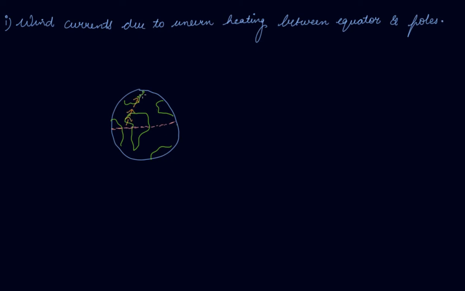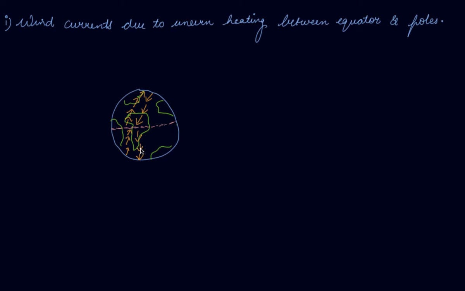Air rises up from the hotter areas. After that, what is happening? The cooler air from the cooler regions, the north pole and south pole, which are very cold. So the air from the north and south poles comes to the equator to take their place. Now this is how the wind current comes due to the uneven heating between the equator and the poles.